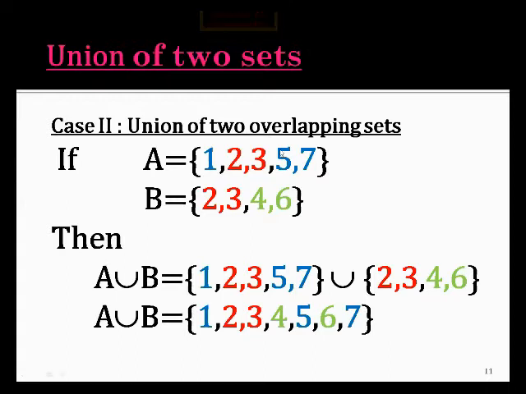Students, here we have two sets which overlap with each other by the numbers 2 and 3. The numbers which differ are 1, 5 and 7 in the first set, and in the second set we have the different numbers 4 and 6. Then here we find the union of two overlapping sets. So A ∪ B is equal to {1, 2, 3, 5, 7}, then taking the union, we write the second set, which is {2, 3, 4, 6}.